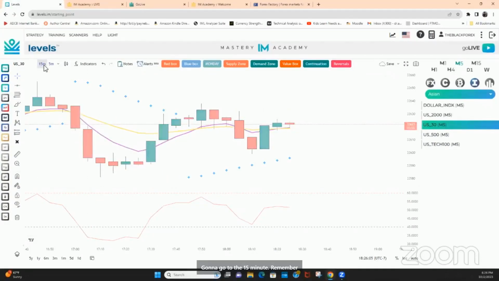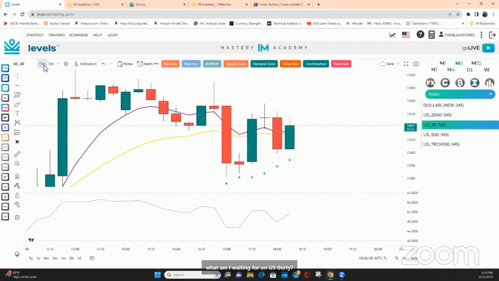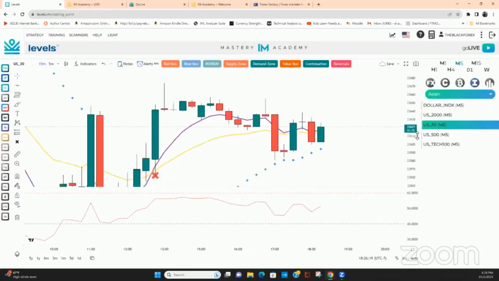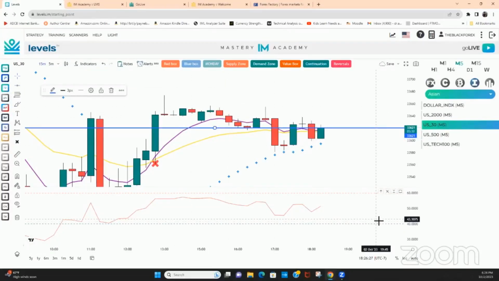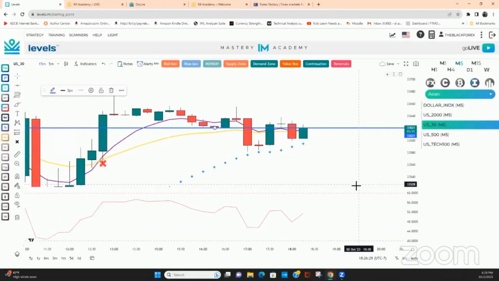Going to go to the 15-minute. Remember, what am I waiting for on US 30? Anybody remember? I want to get in this trade. So when is going to be the ideal time for me to get in this trade? When it crosses? Another buy, another green candle. Very good.